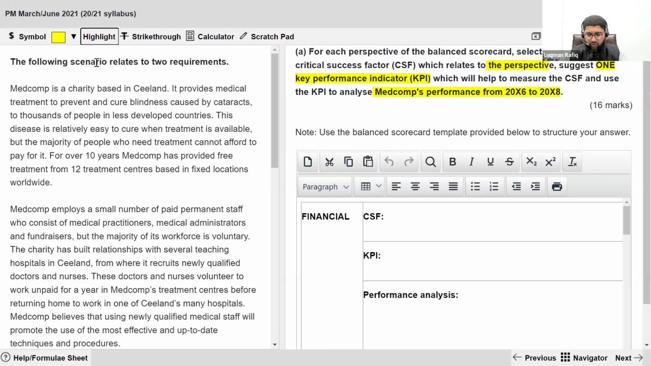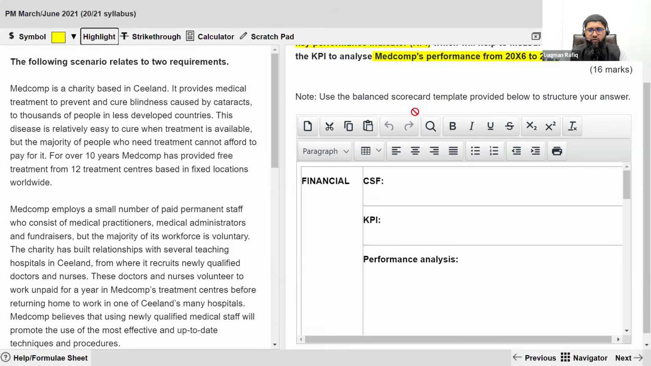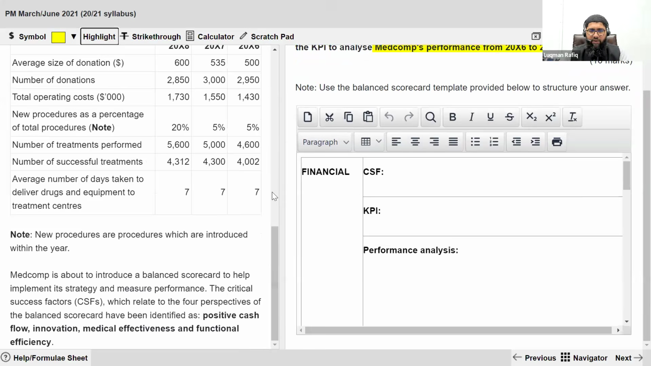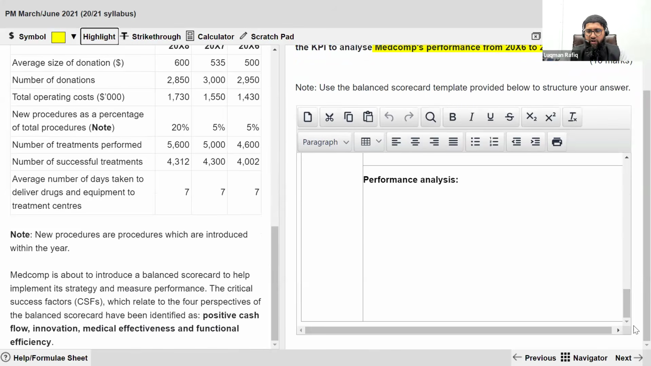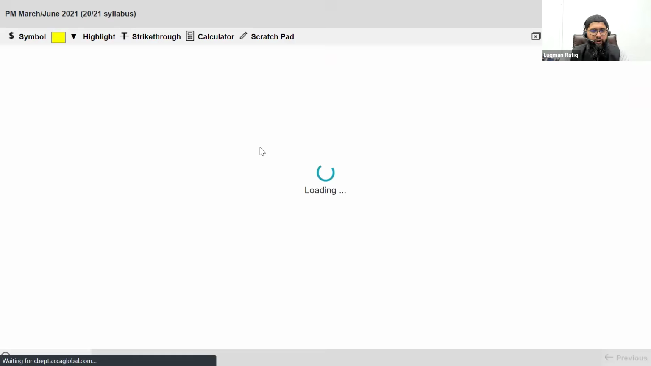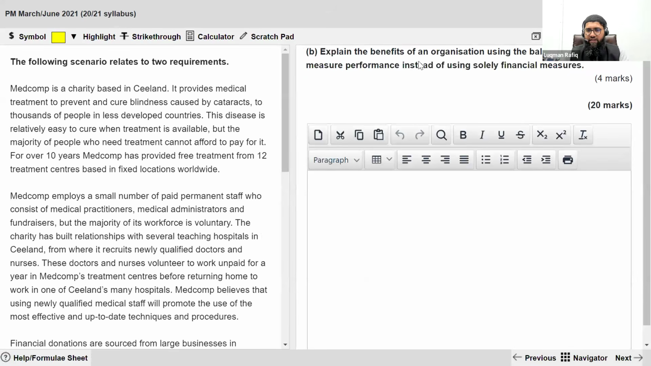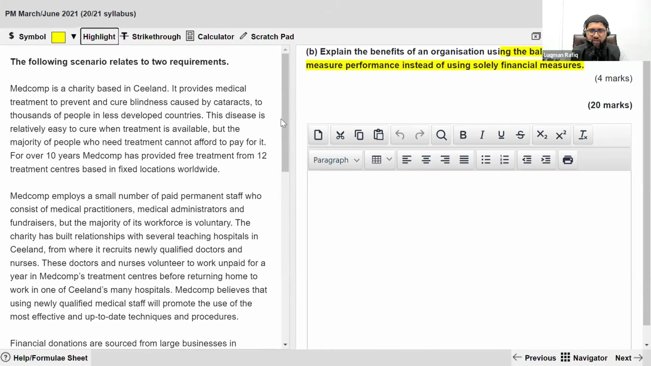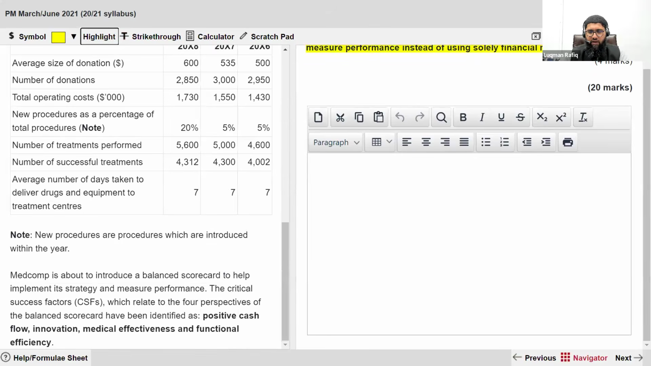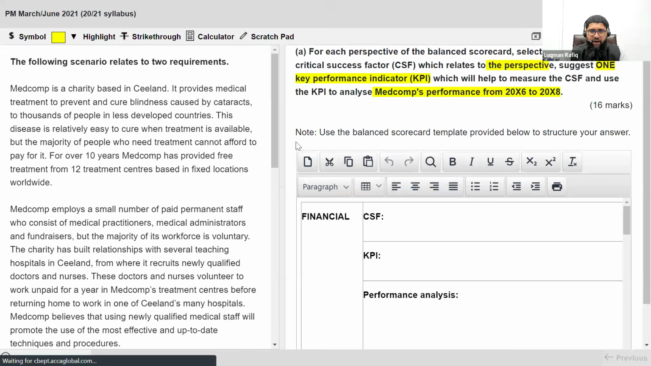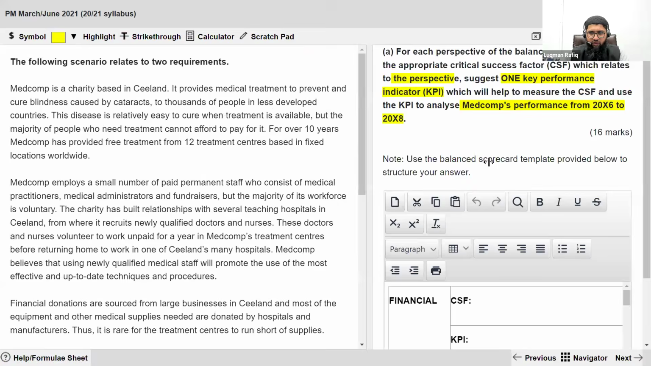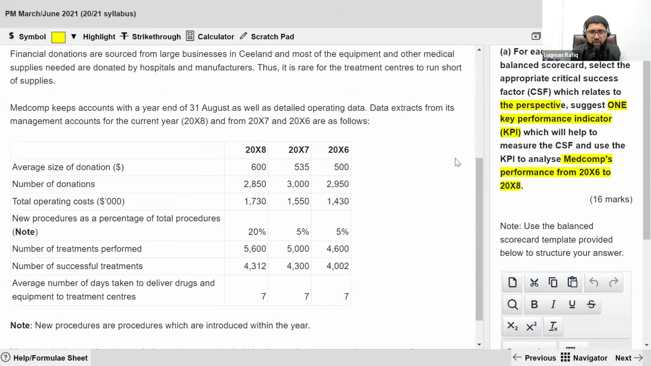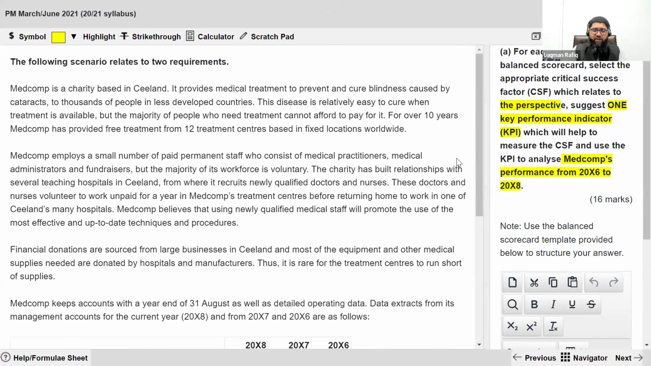Okay, let's just start off. So basically, this is what you have to do. It's a 16 mark requirement. And then we have got the next requirement, which we are going to talk about again, and that is going to be to explain the benefits of an organization using the balance scorecard to measure performance instead of using solely financial measures. So I would want to go about with the first requirement first, and then we would move a bit forward. So first of all, can you just read through the question? Then we could start discussing further.